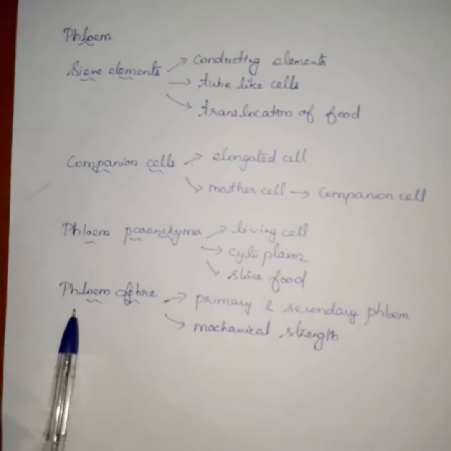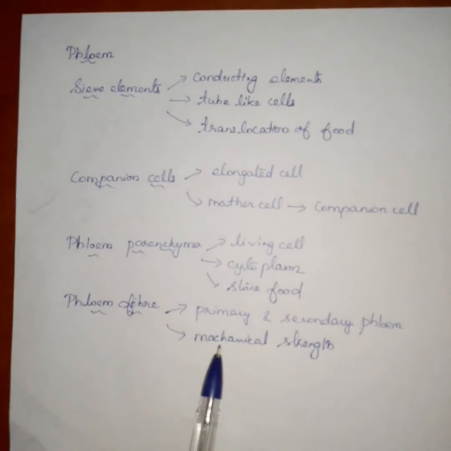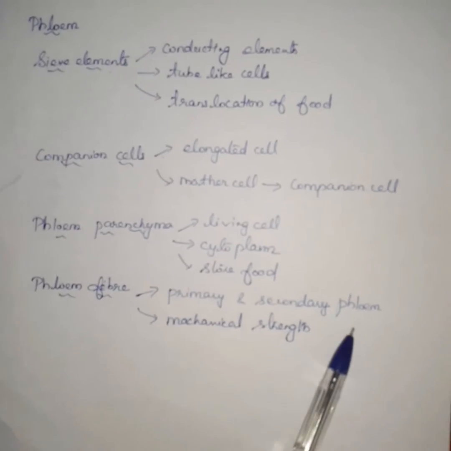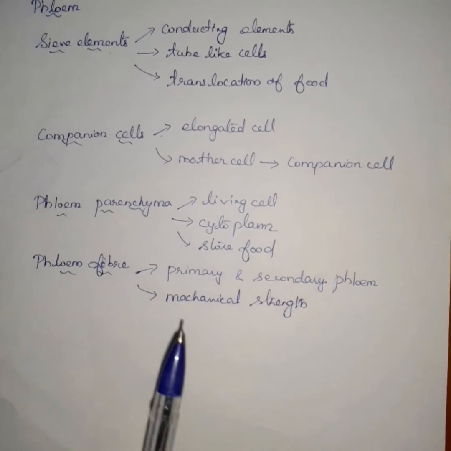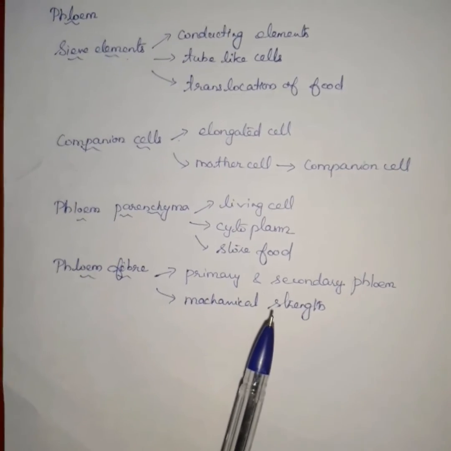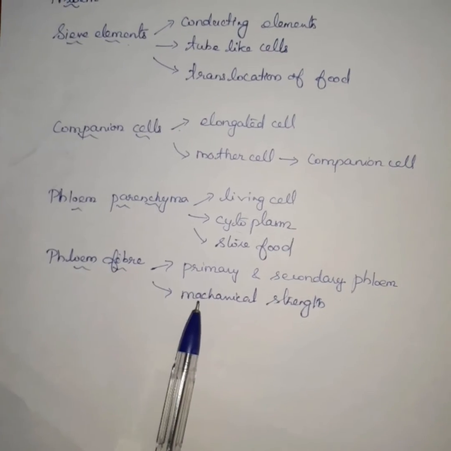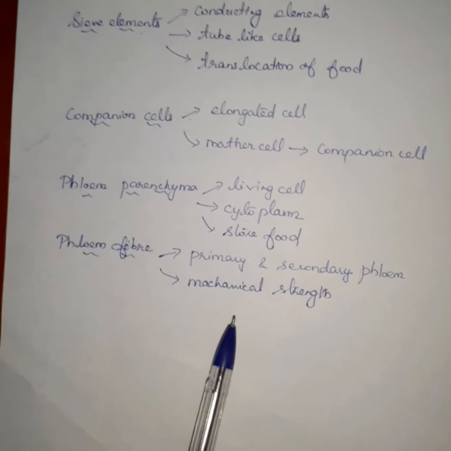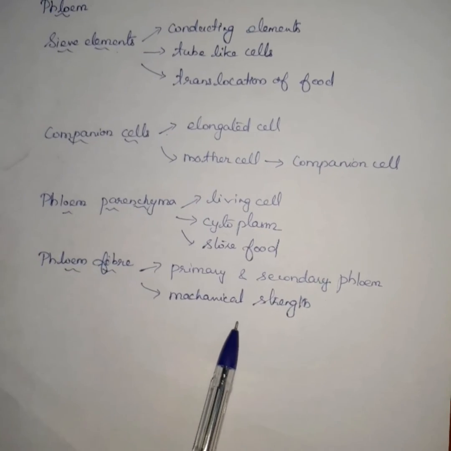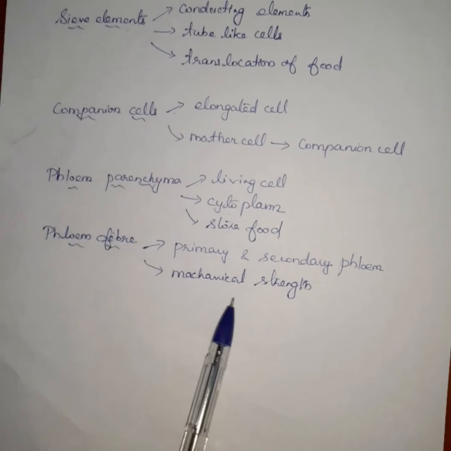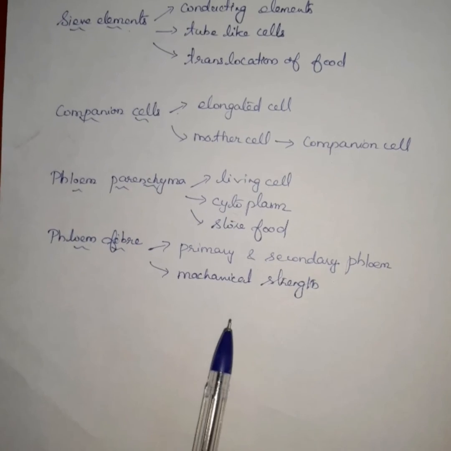We are going to study the phloem fiber. Okay, it is associated with the primary and secondary phloem, and these are called phloem fibers. Okay, so these cells are elongated and lignified. So what is the main function? It provides mechanical strength to the plant body. So do you understand clearly, students?